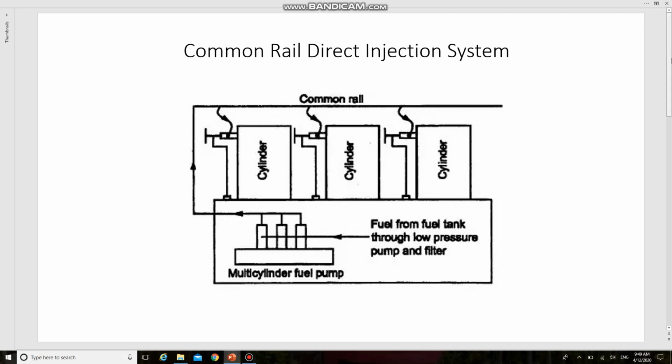Dear students, in this video we are going to see the construction and working of common rail diesel injection system, or common rail direct injection system. It will be asked as CRDI system in university exam questions. So, common rail direct injection system.